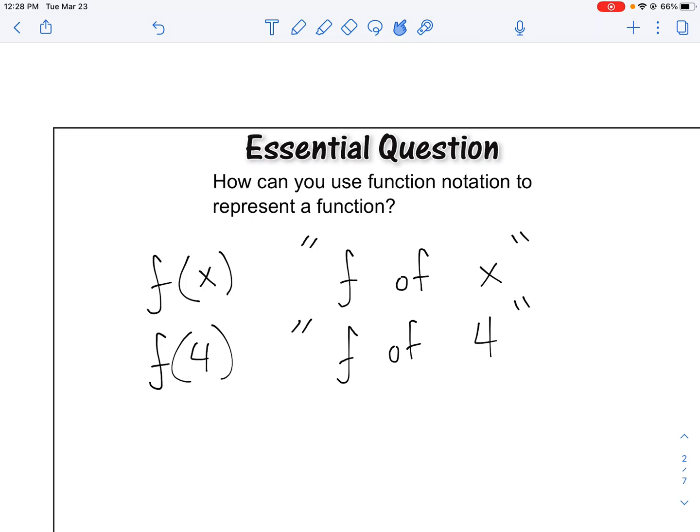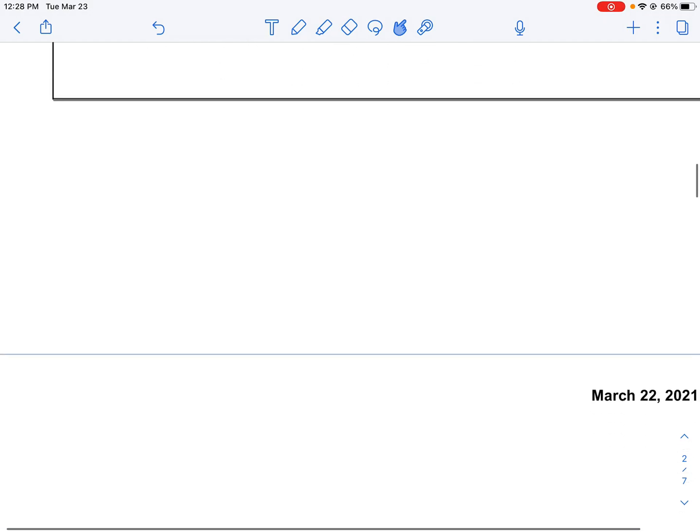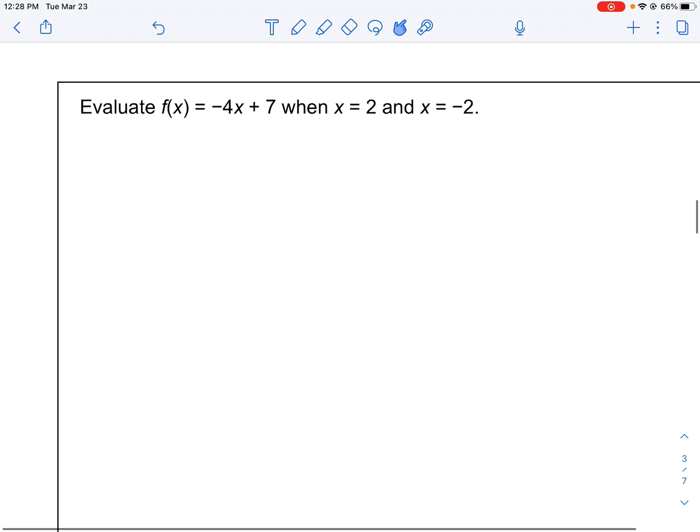Now function notation is a way of writing an equation that lets me know that what I'm looking at is a function. And we pronounce it f of x. So for example, if there was a 4 here, we would call this f of 4. So let's look at how this works.